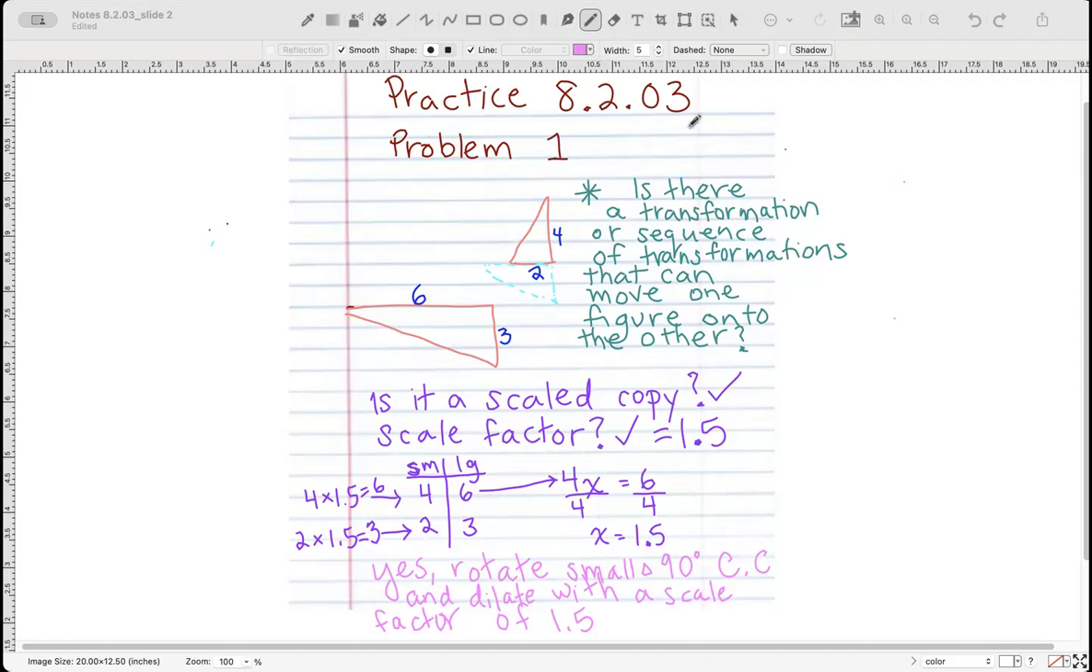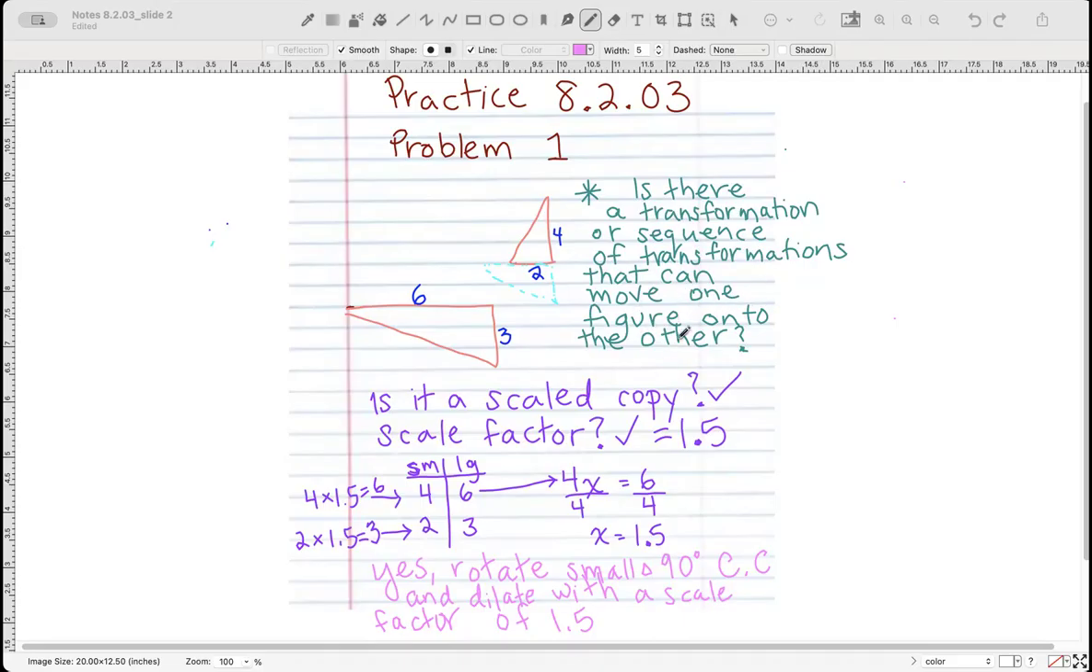The question is, can you perform any translations? So, no, these shapes are not scaled copies.